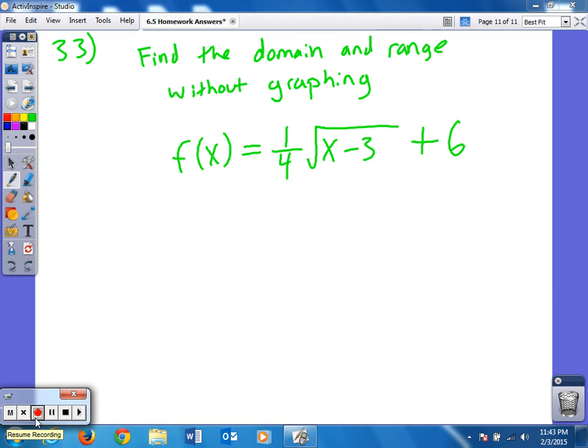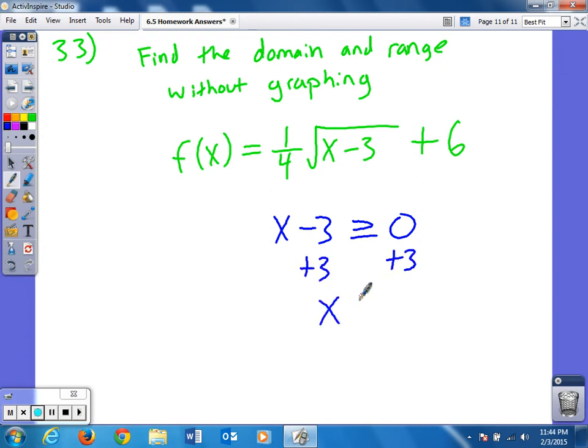We can find the domain and range of this without graphing by just looking at what values we could or couldn't have for x. So we need to be careful about what we put into x to make sure that there's no negative numbers underneath the square root. So let's say, okay, we need x minus 3, the piece underneath the square root, to be greater than or equal to 0. It can't be negative. So if we solve this inequality, we get x is greater than or equal to 3.